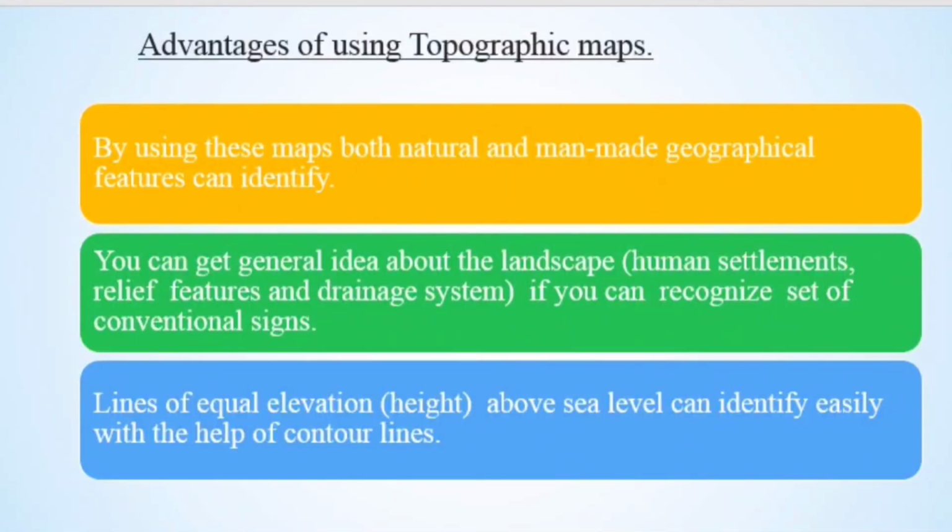Advantages of using topographic maps. By using these maps, both natural and man-made geographical features can be identified. You can get a general idea about the landscape, human settlements, relief features, and drainage system if you can recognize the set of conventional signs. Lines of equal elevation or height above sea level can be identified easily with the help of contour lines.